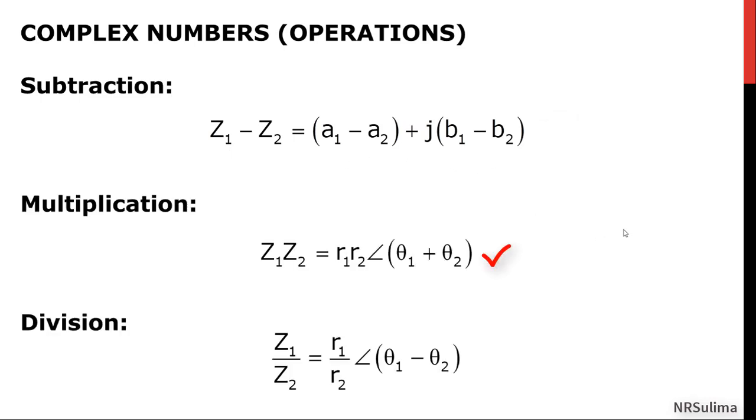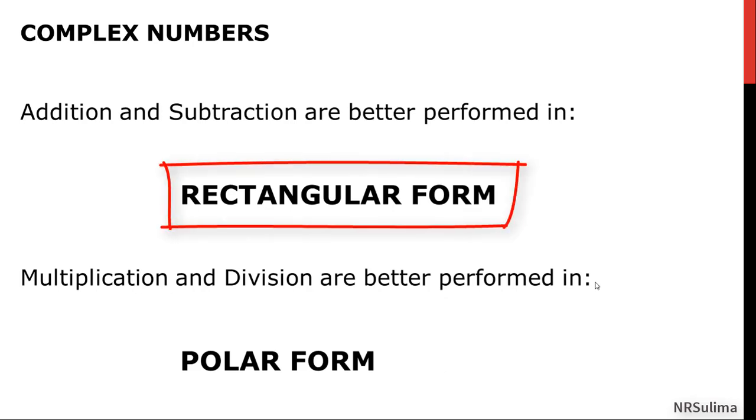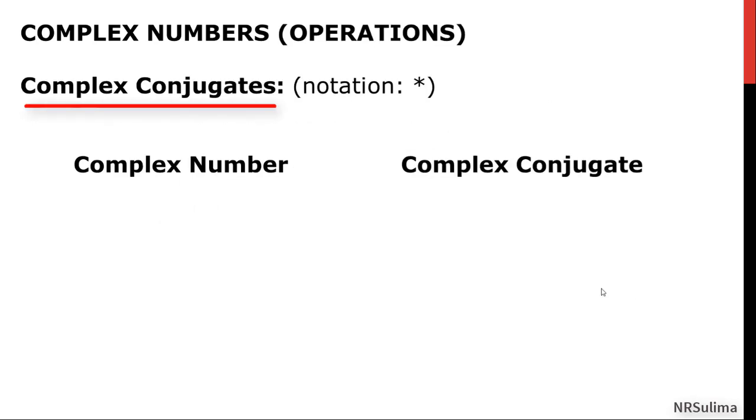For multiplication and division, however, we need to make use of their respective polar forms in order to multiply and divide two complex numbers. And it shows that addition and subtraction are better performed in rectangular forms, while multiplication and division are better performed in polar forms. What is a complex conjugate?